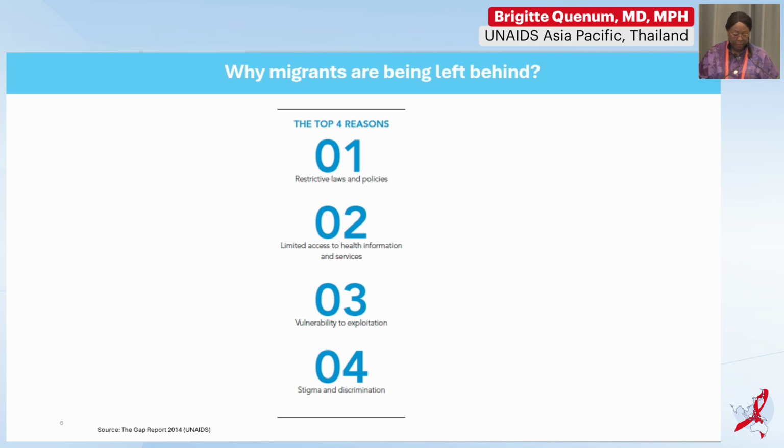Why are migrants being left behind? You have the top 4 reasons highlighted here. Number 1, restricted laws and policies. Second, limited access to health information and services. Third, vulnerability to exploitation. And the 4th top reason, stigma and discrimination.